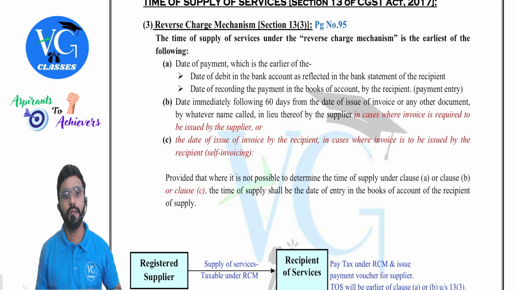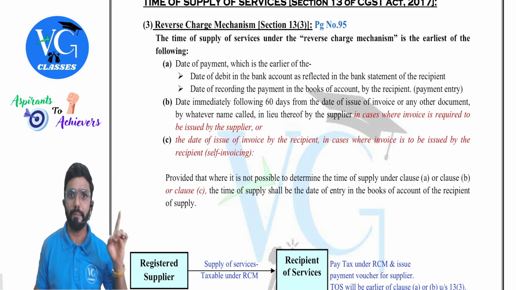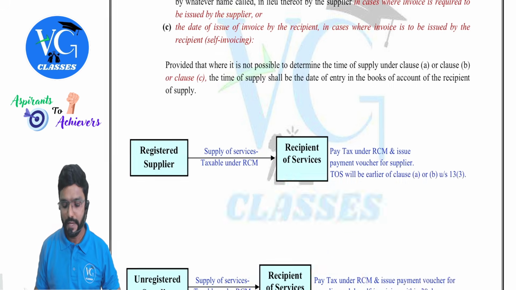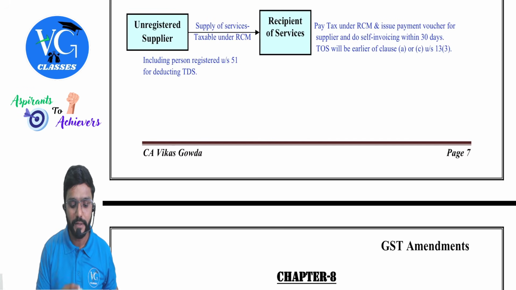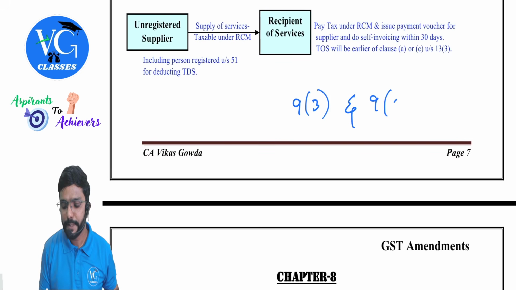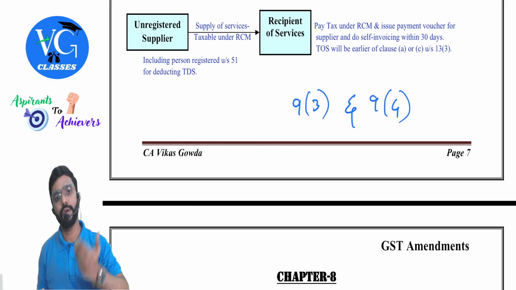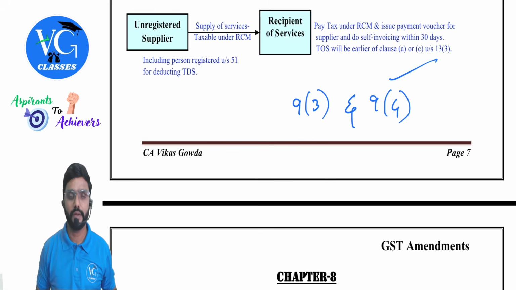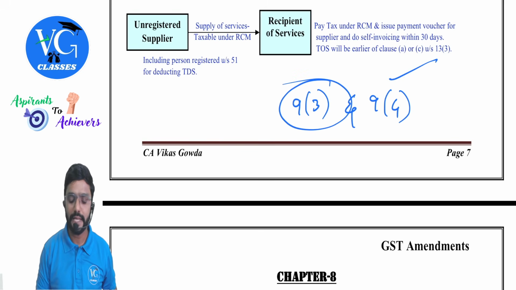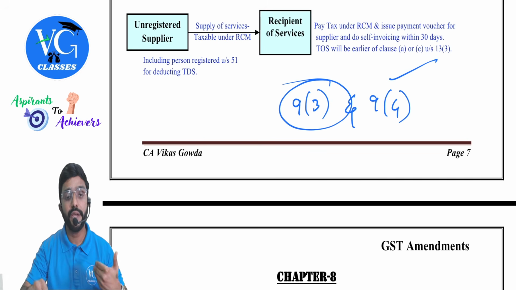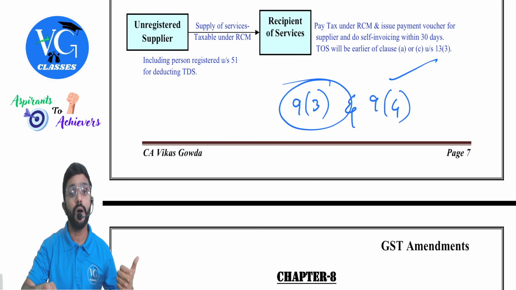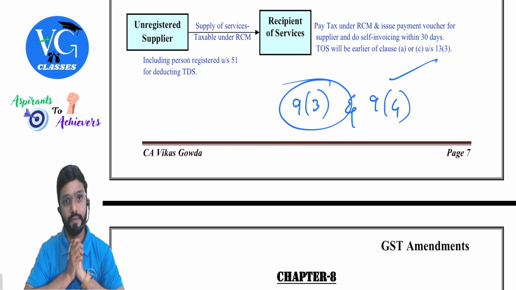But please be careful. Self-invoicing will not be applicable in all the cases of RCM, guys. It is applicable only when the supplier is not registered. I will just give a clarification. RCM is covered in section 9.3 and 9.4, guys. 9.4 is always from an unregistered supplier to a registered recipient. Only then RCM is applicable. Whereas in 9.3, there can be a few cases where the supplier is registered or unregistered.